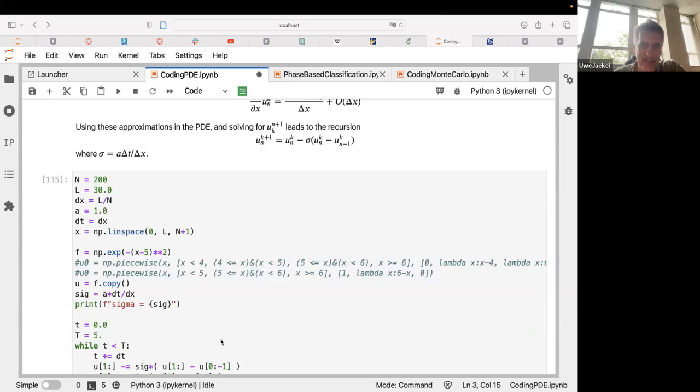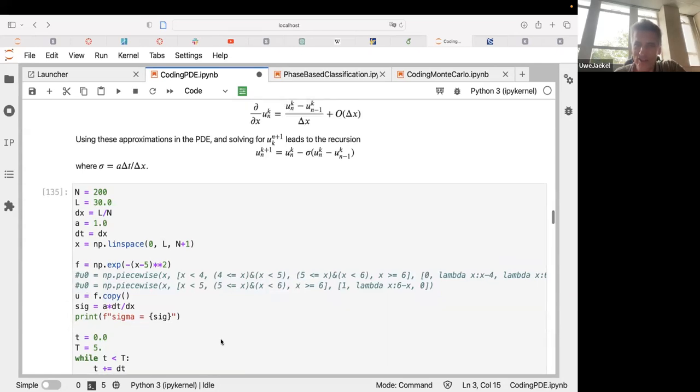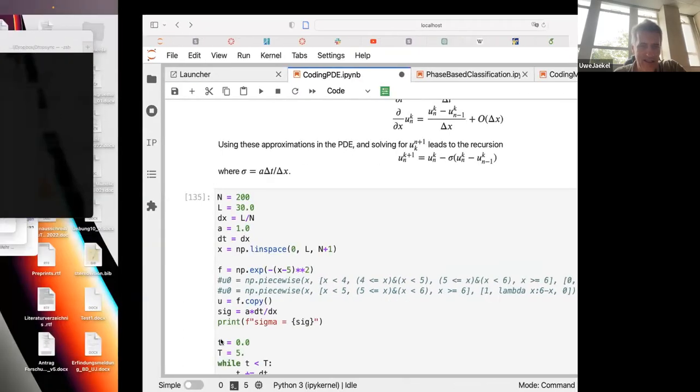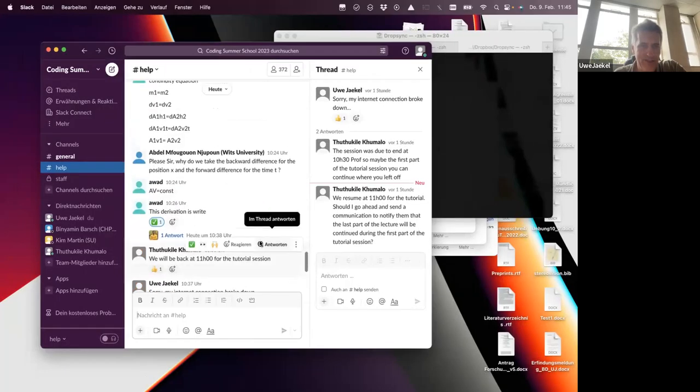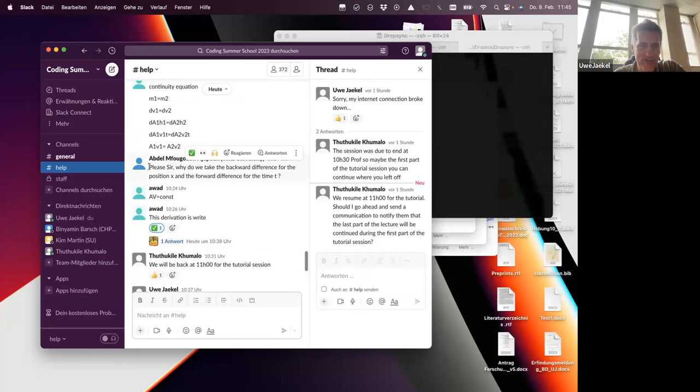Okay, then now it's time to get back to Abdel's question. Thank you very much for this question. Abdel asked the question: why do we take the backward difference for the position and the forward difference for the time t?